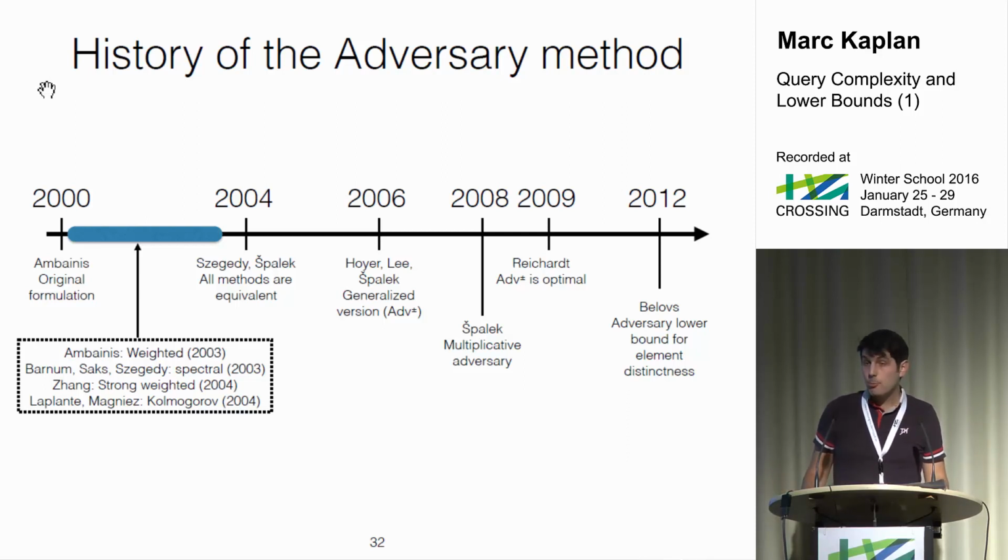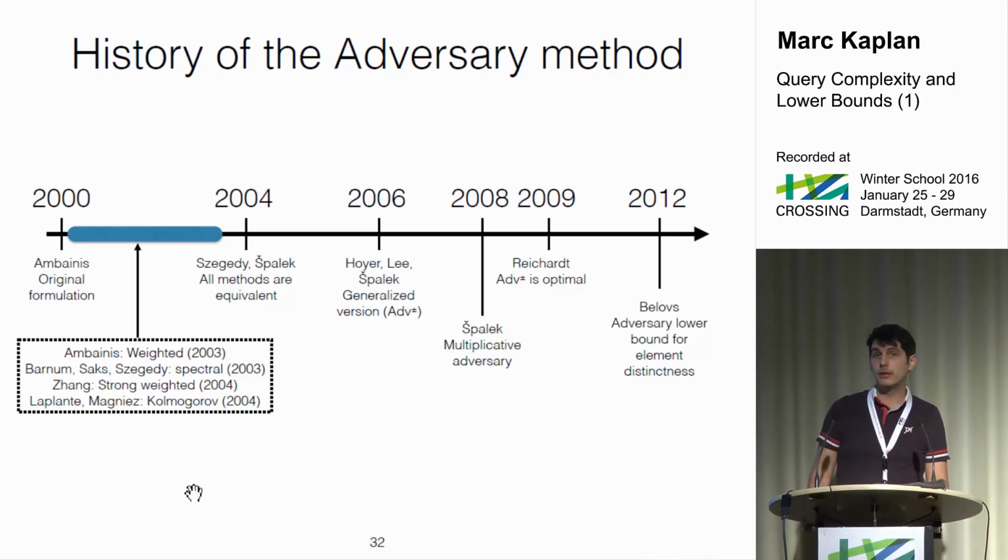At that point, maybe some people thought the story was finished, but no, because a couple of years later, Hoyer, Lee and Spalek introduced another variation that we called the generalized adversary method. This is this ADV plus minus here.